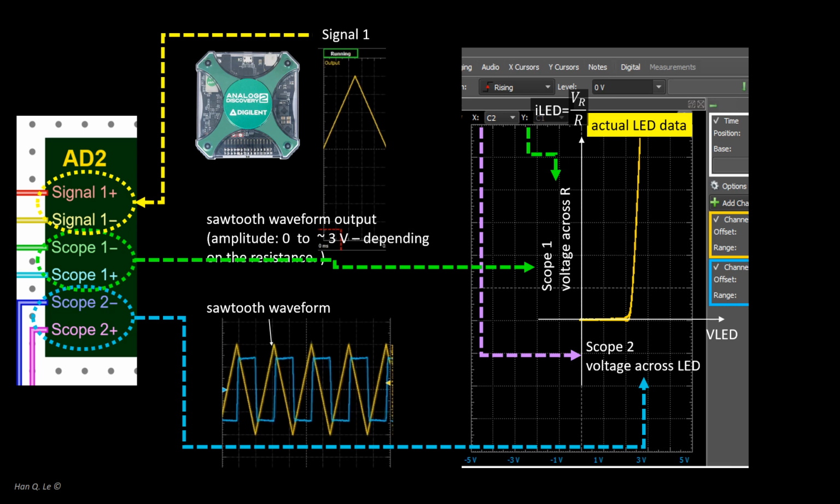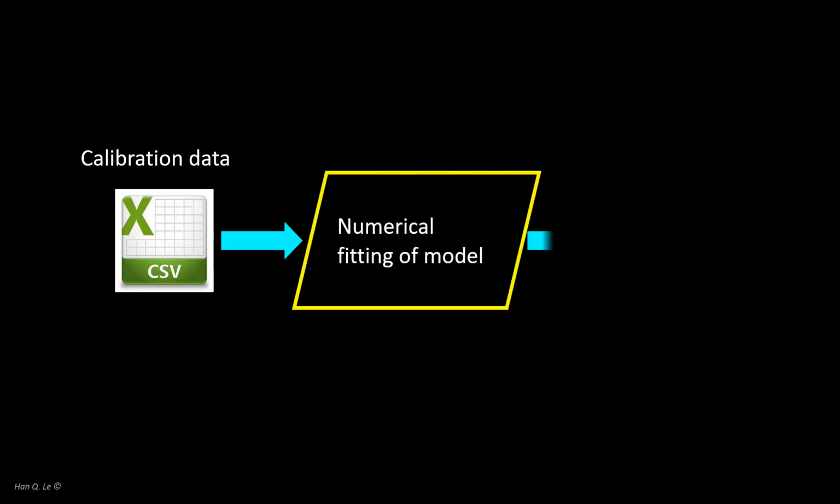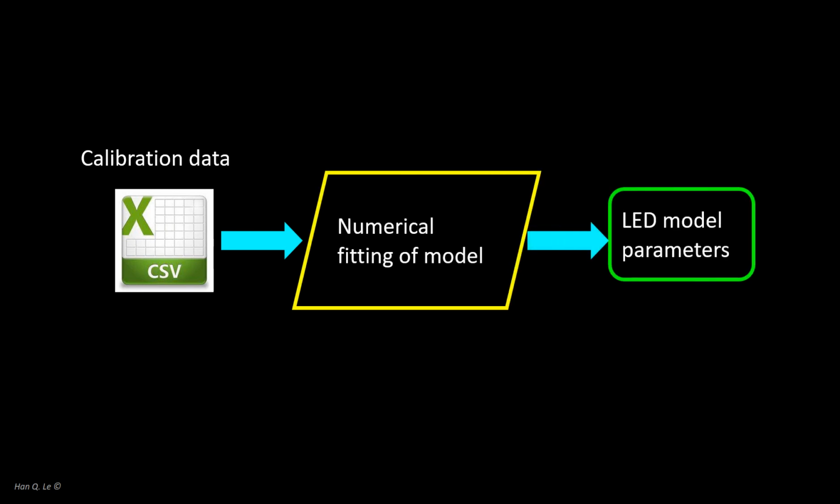Adjust the waveform amplitude as needed to have the current up to 20 or 25 mA. Just click Save, select .csv format, and enter a file name. The measurement is completed. The saved data is input into a numerical model fit computer code to yield the LED model parameters. The model fit code written with Mathematica is available for download.